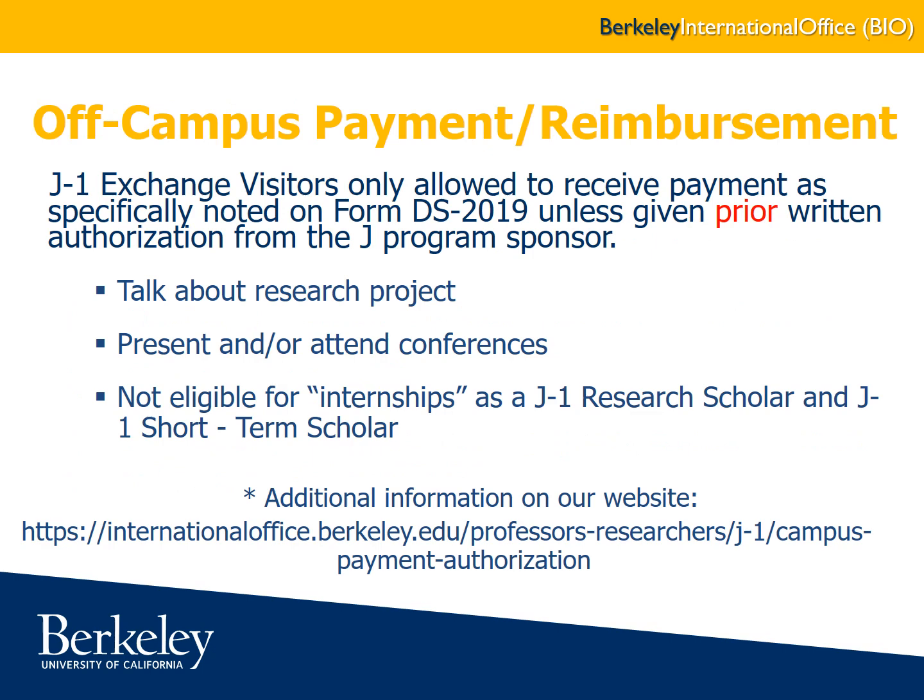J1 exchange visitors are only allowed to receive payment as specifically noted on the Form DS 2019. As the J visa is not a work visa, you are not authorized to apply for a part-time job. You may be authorized to receive travel reimbursement or honorarium for short-term lectures or consultations, such as an off-campus talk, a presentation, and/or a conference. If you may be compensated or receive payment, the J regulations require that you first receive authorization from our office before engaging in those activities. For more information, please review our website.